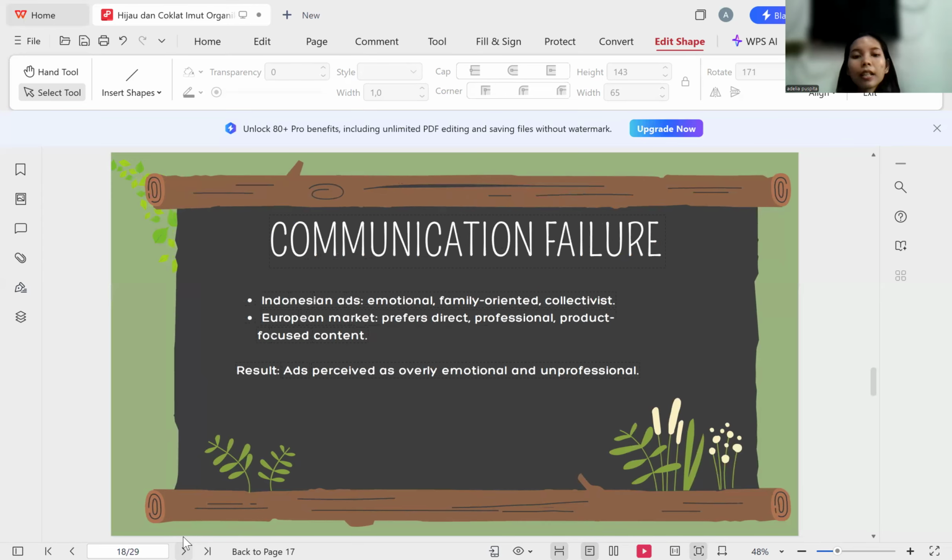So, in this case, they have a communication failure. Indonesians, for example, are emotional, family-oriented, and collectivist. And the European market prefers direct, professional, and product-focused content. So these are the differences between Indonesia and the European market. And the result in this case is that they were perceived as overly emotional and unprofessional.